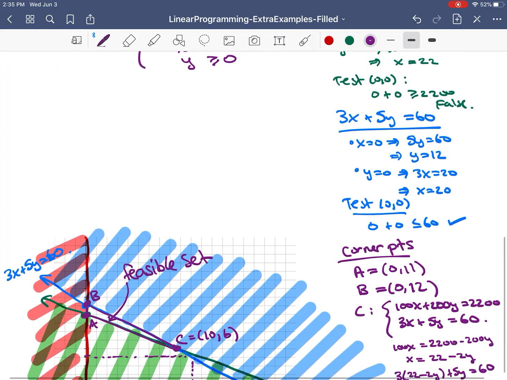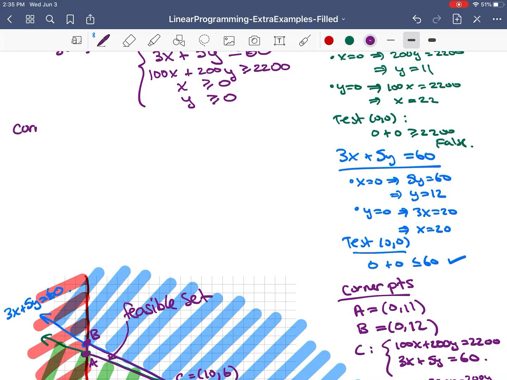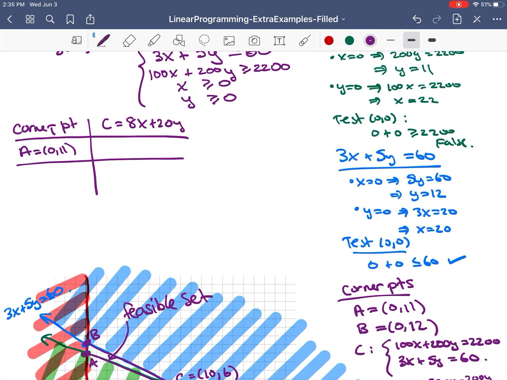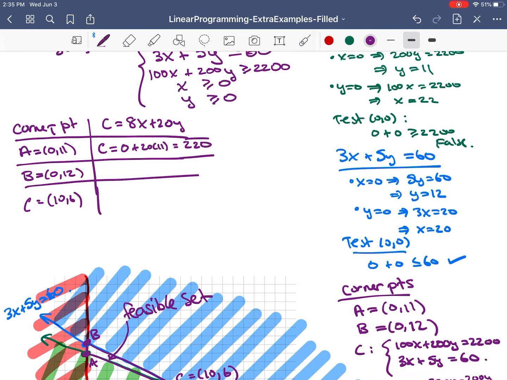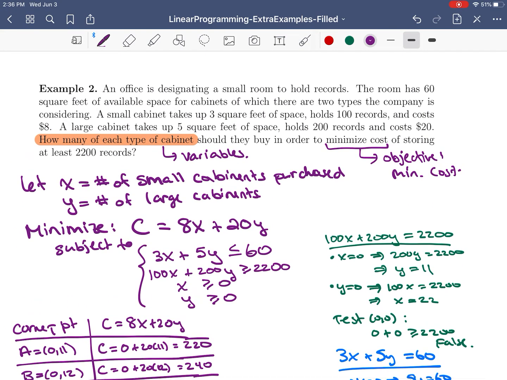Now we want to actually find the minimum. So we're going to do our table. Corner point. Okay, and then our cost equation was 8x plus 20y. So if we compute the cost, for the first one it's going to be 0 plus 20 times 11, so I'm going to get 220. For B, it's going to be 0 plus 20 times 12, so I get 240. And for C, it's going to be 8 times 10 plus 20 times 6, which is 80 plus 120, so that's $200. So now we read the question again.